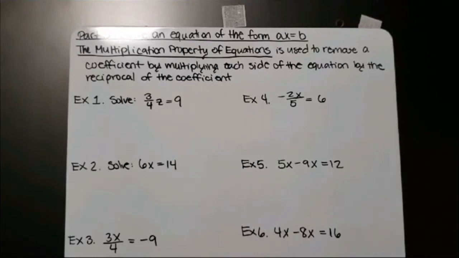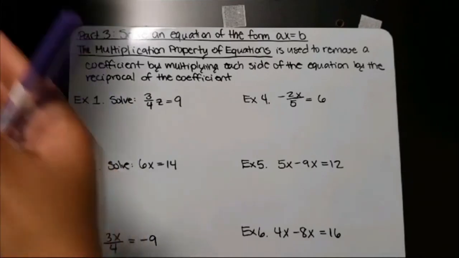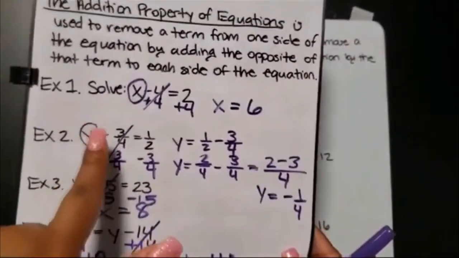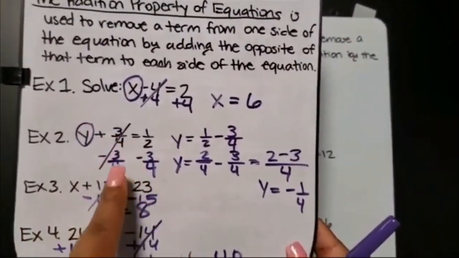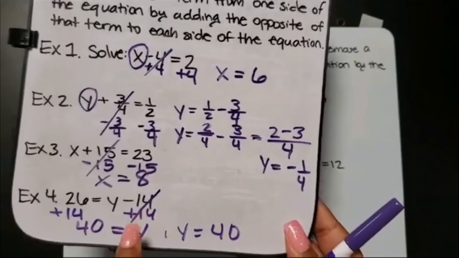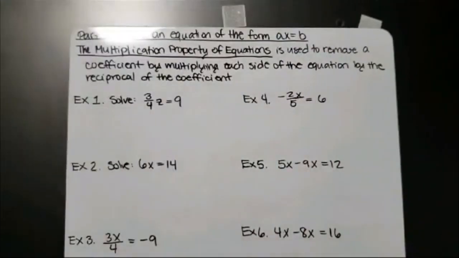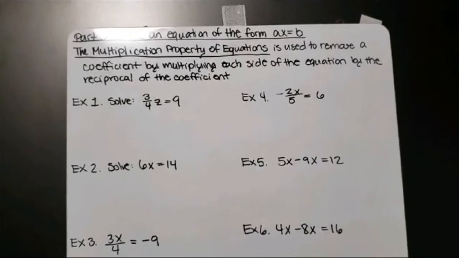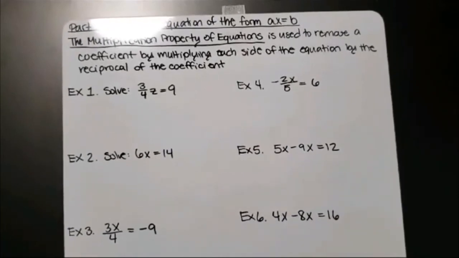All right. So in words, it's used to remove a coefficient by multiplying each side of the equation by the reciprocal of the coefficient. So basically what we're doing, whatever operation is going on, we're doing the opposite of it. The same way over here, if addition was happening, we subtracted, and if subtraction was happening, we added to move it to the other side. So we're basically doing the same thing. We're doing the opposite of the operation. So let's look at number 1.